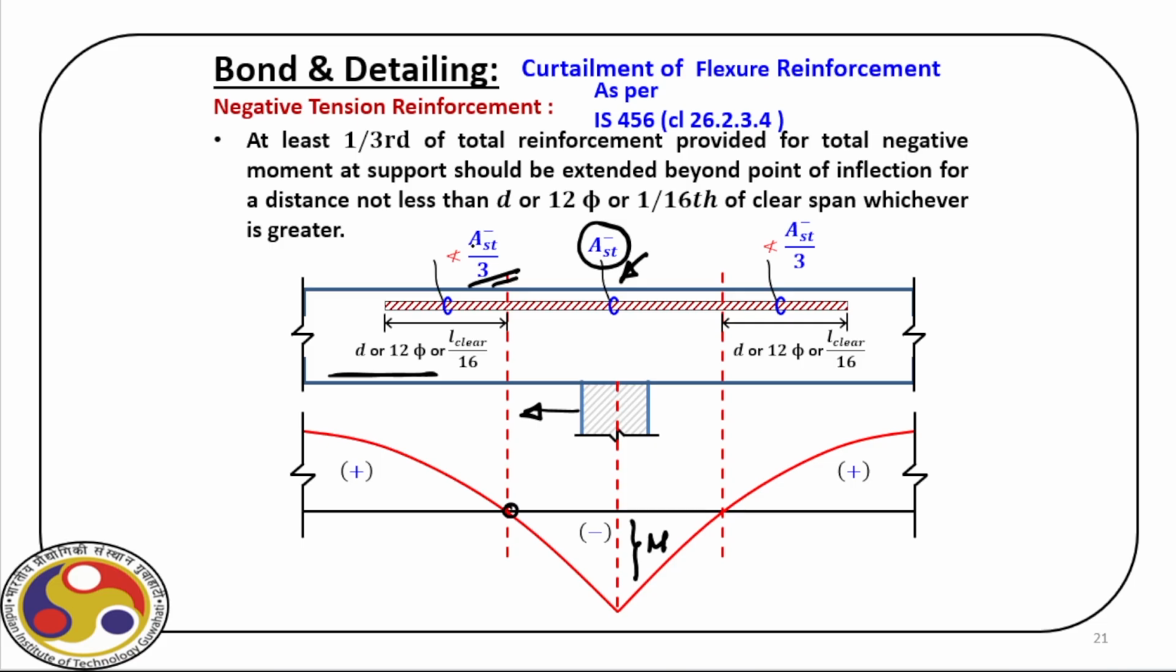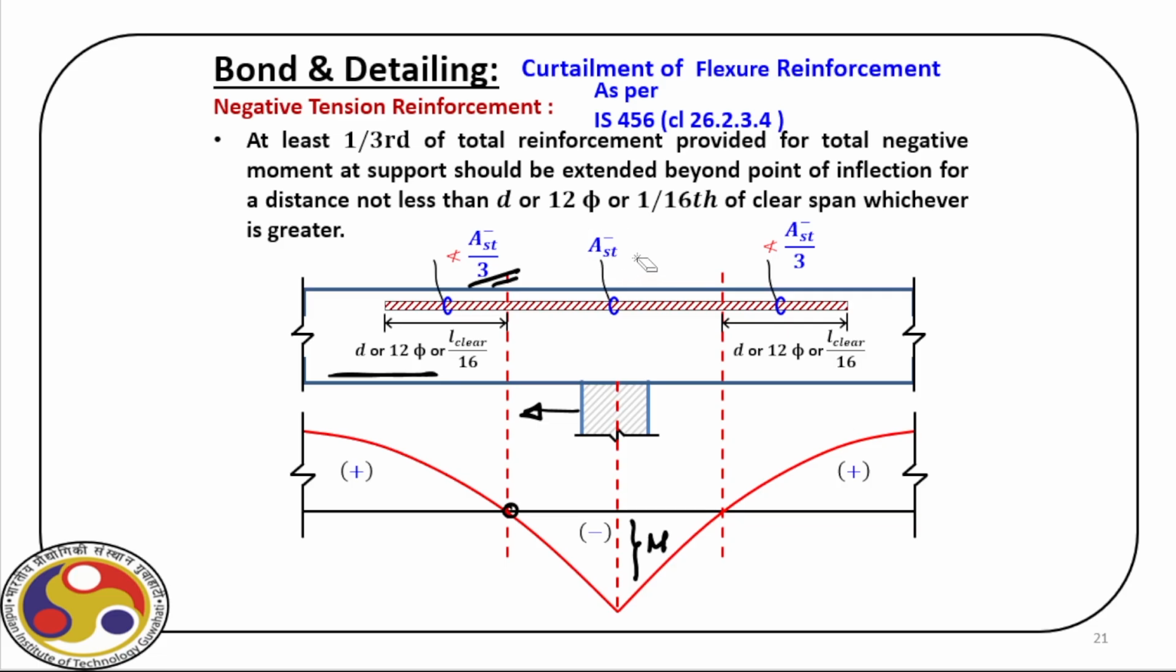So at least 1/3 of the total reinforcement provided for the total negative moment at the support should be extended beyond the point of inflection up to a distance not less than D or 12 phi or 1/16 of the clear span, whichever is greater.